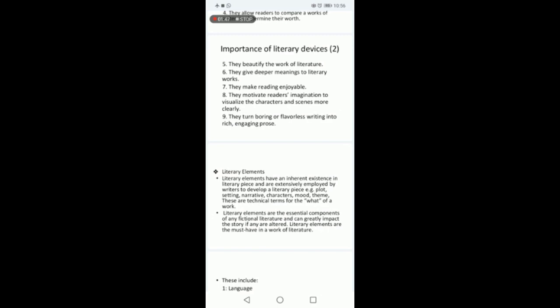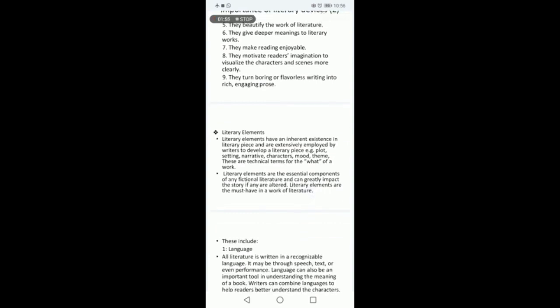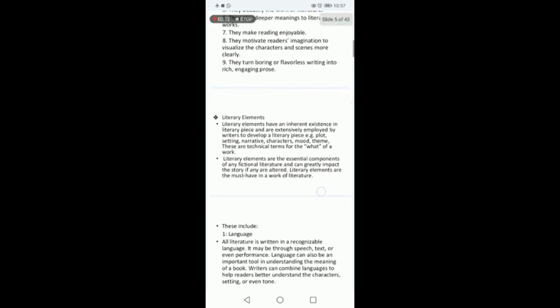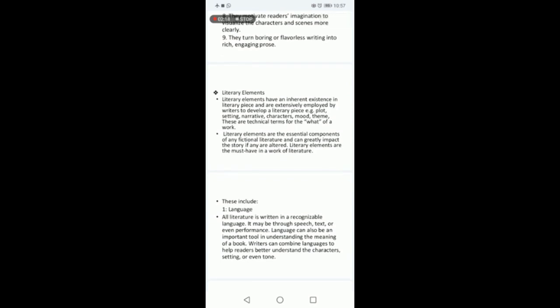And literary devices is broadly divided into literary elements and literary techniques. When we talk about literary elements, these are inherent pieces or tools in a text. They are compulsory aspects of a text. These things are basic in any literary or creative writing.